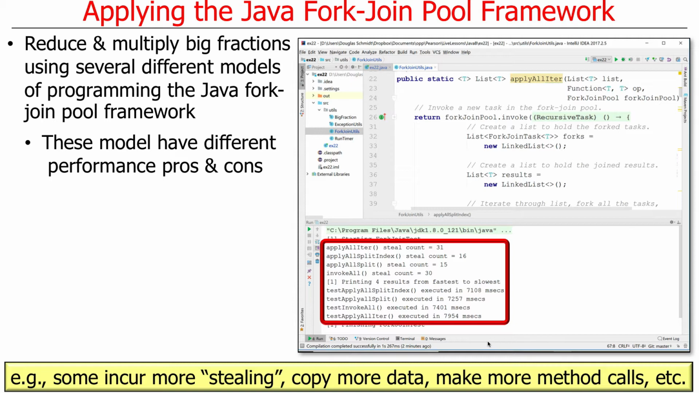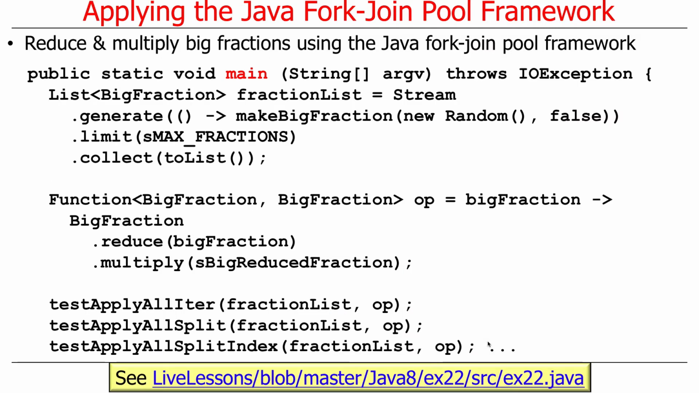So we'll talk more about this, but the thing I want you to remember right now is that apply all iter does a lot more stealing than apply all split index and apply all split. Both of those do much less stealing, and when we see the code, you'll see why. In addition to stealing, some of the approaches end up doing more data copying, some make more method calls, and so on and so forth, but others are easier to program. So as usual, there are these trade-offs between simplicity and performance.